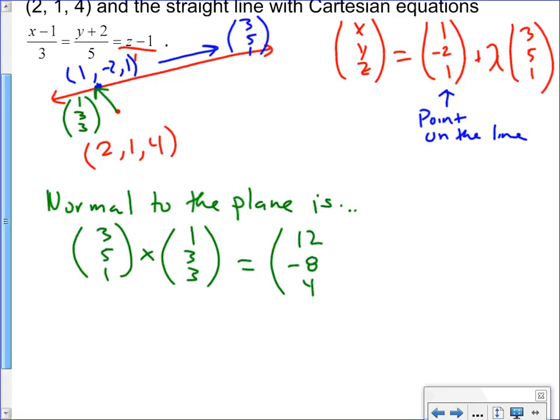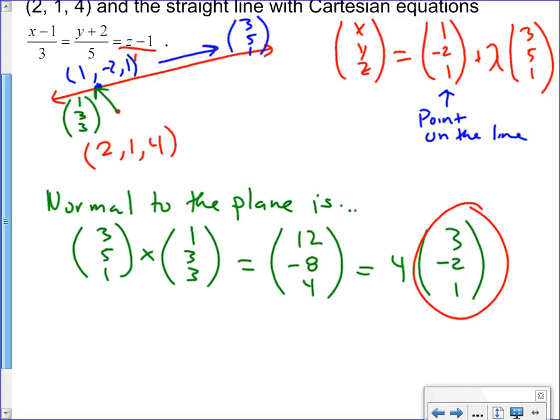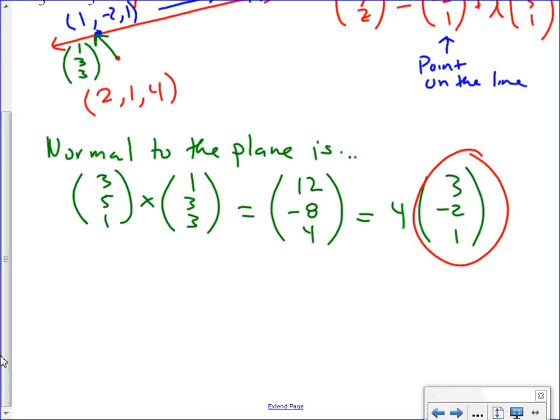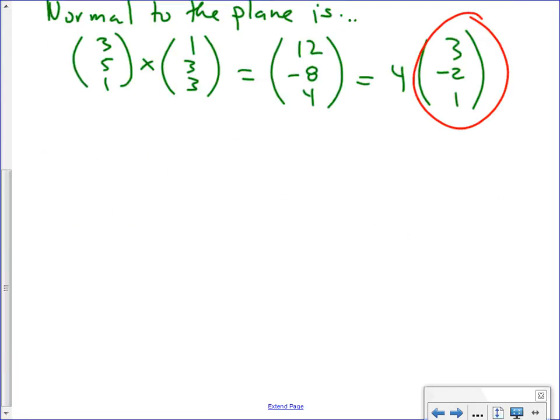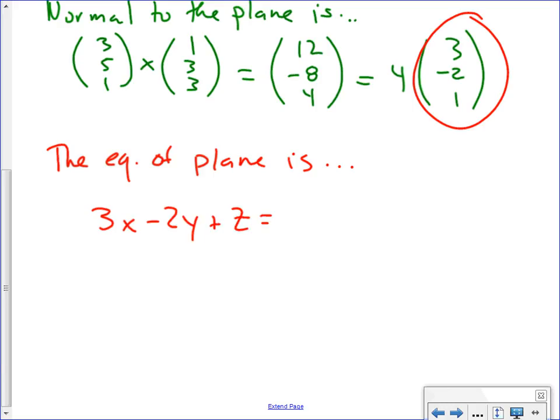Yeah, I like it. Let's take out a 4. Absolutely. Which is the normal right here. So this is the normal to the plane. Right? So the equation of a plane is ax plus by plus cz equals d. So the equation of a plane is 3x minus 2y plus z equals some d.